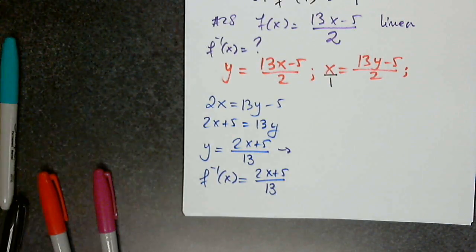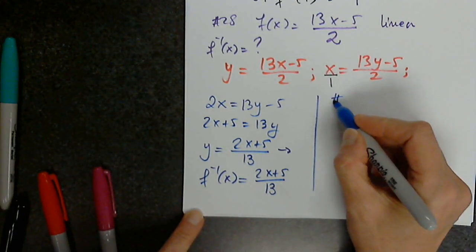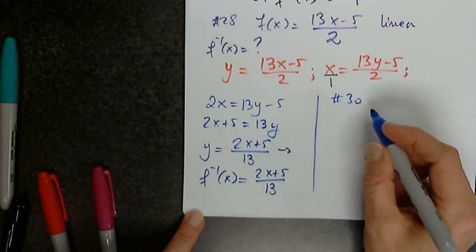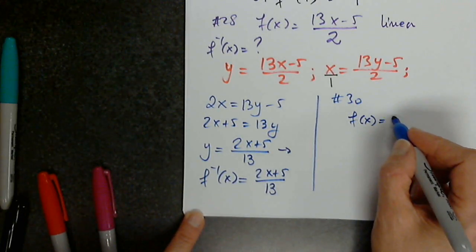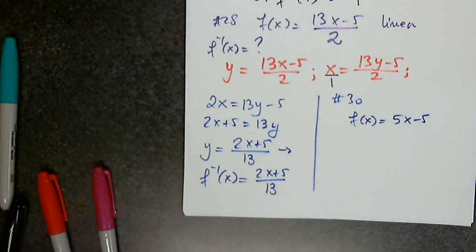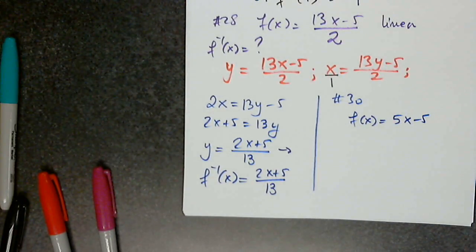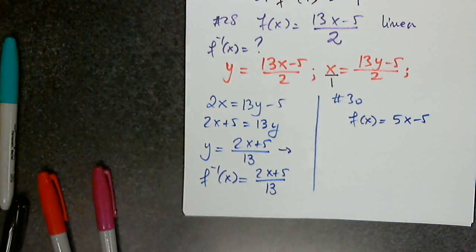Problem 30. We are asked to graph f of x, which is 5x minus 5, and graph its inverse. We're not asked to find the inverse. We are given a function. What type of function is this? Linear. Is it 1-to-1? Yes, by the horizontal line test, the linear function is 1-to-1. Is the quadratic function 1-to-1? No. Perfect. So we are given a function, we know it's 1-to-1, we know it will have an inverse function.